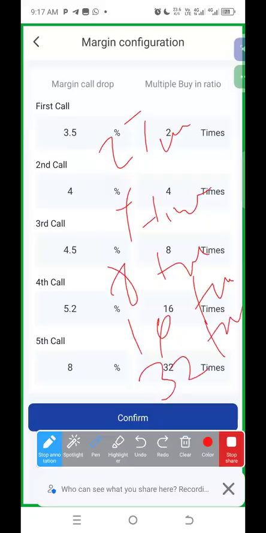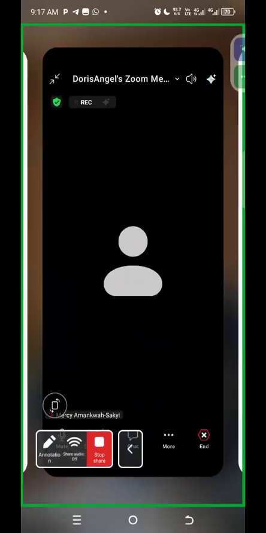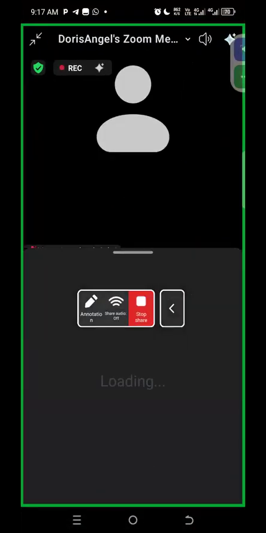I don't know if you get it. If you understand, give me one in the chat. Let me know. Do you understand? Do you guys understand?